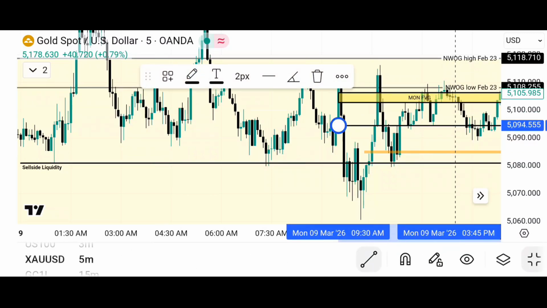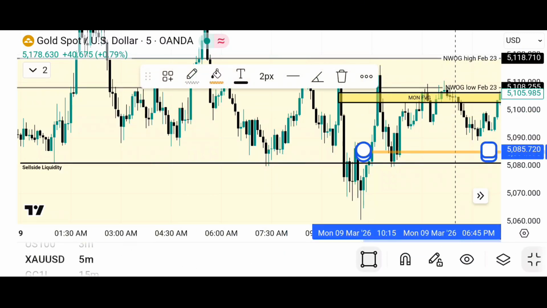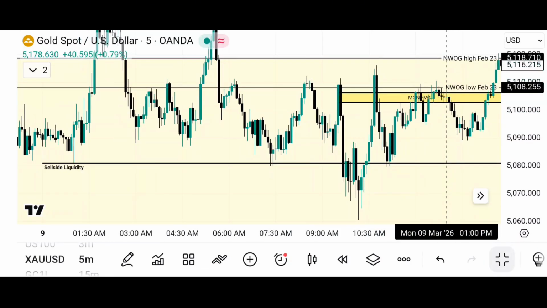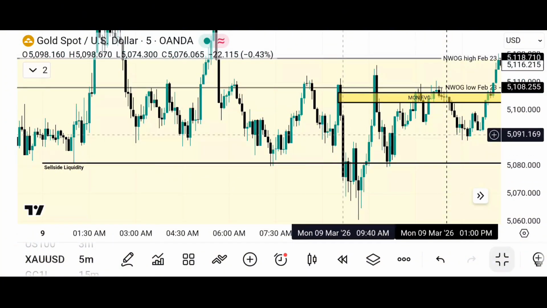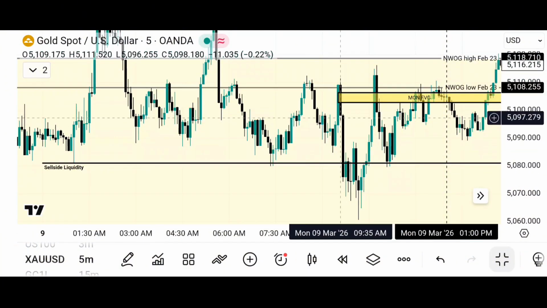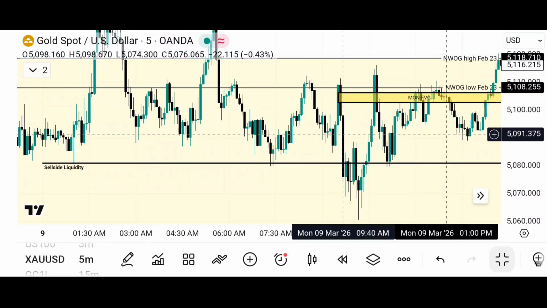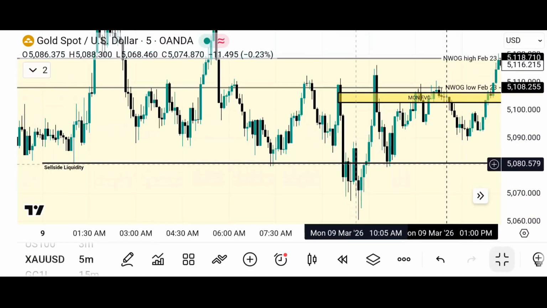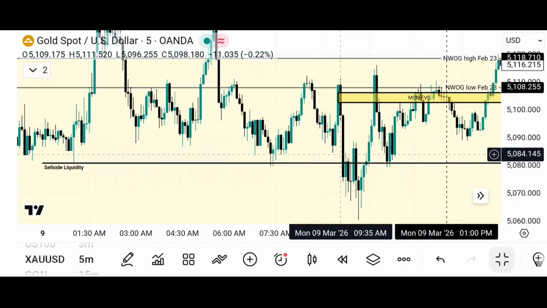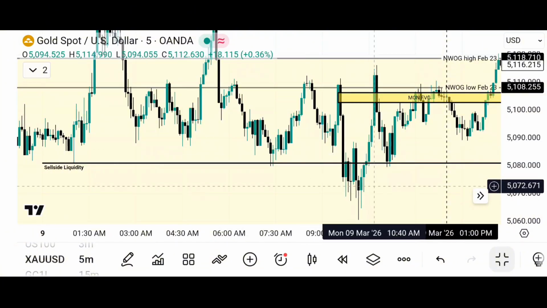Let me remove this 15-minute order block and 15-minute fair value gap. You can see this big gap in price. This is a bearish fair value gap. If price was to go down, it is going to use this as a bearish fair value gap, trading up into it to rally down.